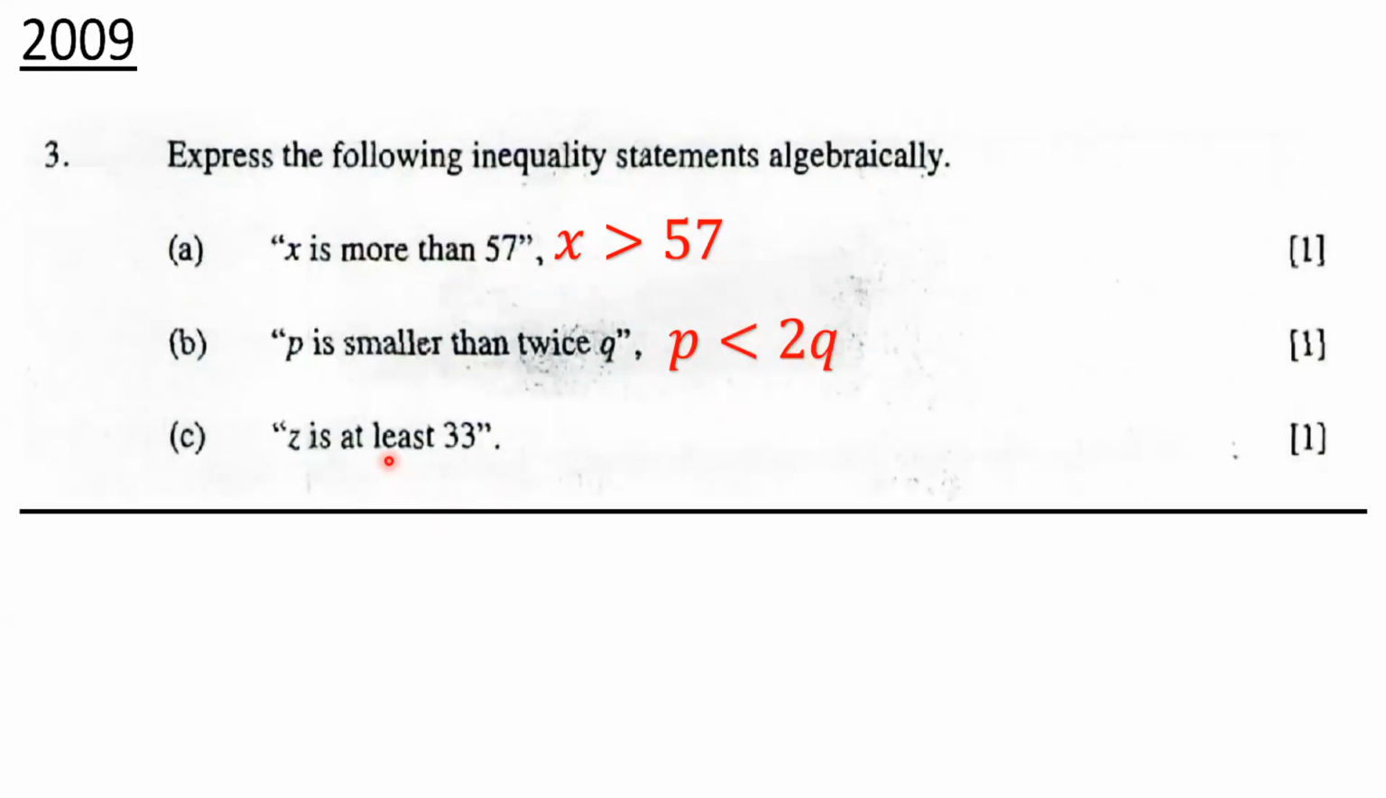Z is at least 33. It's at least 33, which means that the lowest it could be is 33. So it could be equal to 33. But that's the lowest it could be. It has to be after that greater than 33. So you're looking at 43, 53, 73, 83, 93, 99, 100, 1,000. You could have all that, but at least that's the lowest, the minimum value you could have is 33.